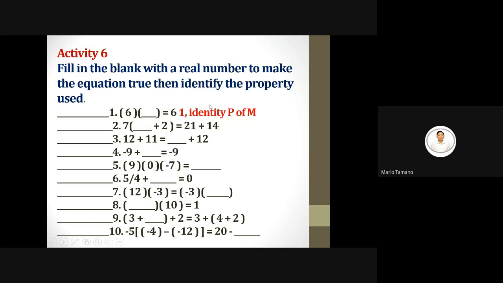Okay, so number 1 is done for you. So I simply put the 1 here. Then 6 times 1 is 6. And that is equal to 6. Therefore, the property used was what? Identity property of multiplication. I put P stands for property and M stands for multiplication. And the question? None. Very good.